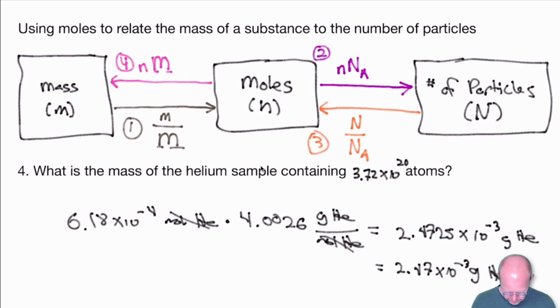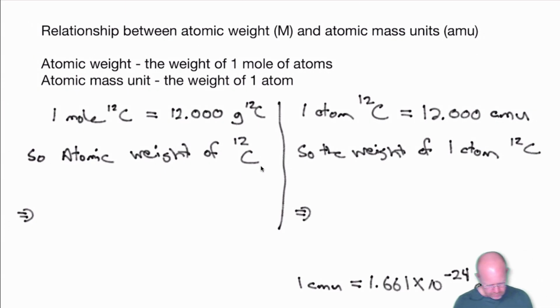So there we are. So next, what I want to do is talk about the relationship between this thing that I've been talking about, the atomic weight, the number of grams per mole, and atomic mass units. So atomic weight is, as we've said, the weight of 1 mole of atoms of that thing, whatever element it is. An atomic mass unit, on the other hand, is the weight of 1 atom of that thing. And this is a really clever unit system. So this system was originally designed to say that 1 mole of carbon-12 atoms, so a specific isotope of carbon, weighs exactly 12.00 grams. And so 1 mole of carbon-12 is exactly 12.00 grams of carbon-12.